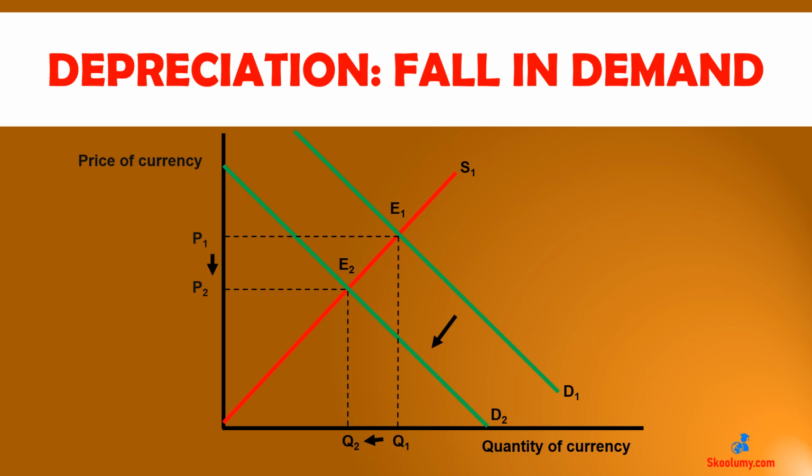A fall in currency demand due to less demand for a country's exports, for example, causes depreciation. Demand for the domestic currency decreases from D1 to D2. The exchange rate declines from P1 to P2. The quantity decreases from Q1 to Q2.